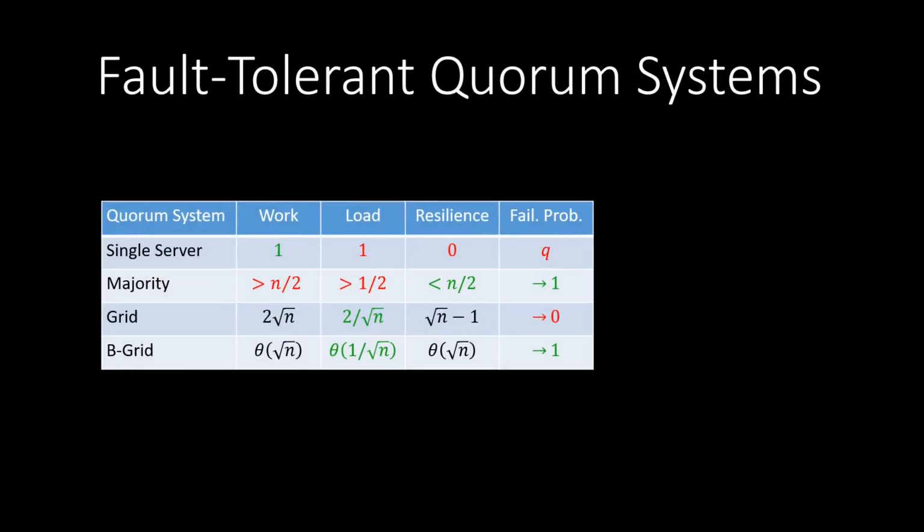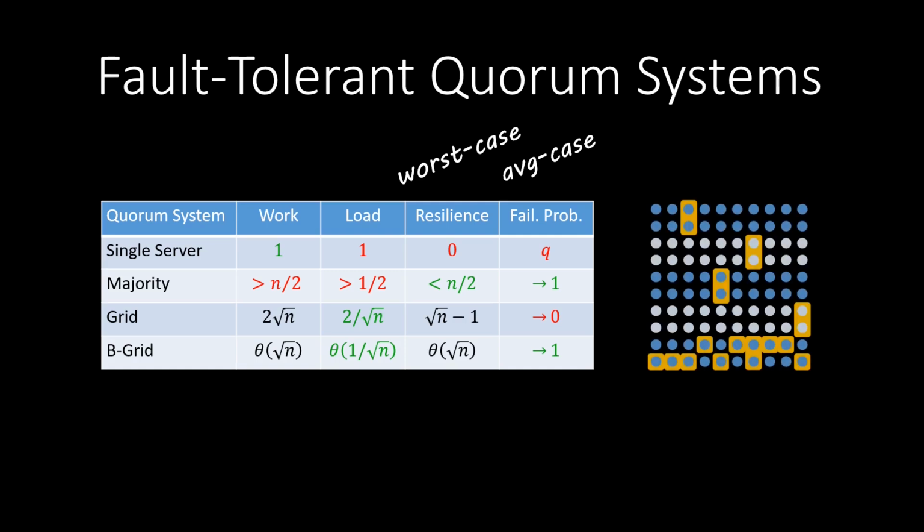Let us summarize this video. We introduced 2 failure models. Resilience is good for worst-case crash failures, and failure probability is good for average-case crash failures. The B-grid is doing well regarding both of these failure models.